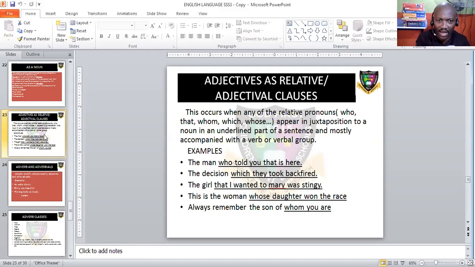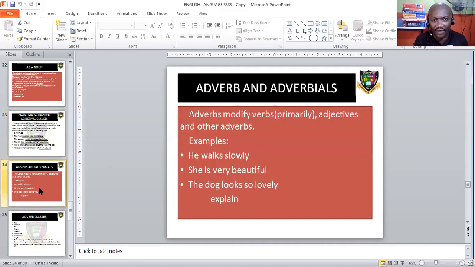So we've come to the end of adjectivals in this case, and we've learned so much about adjectivals. We can see them being attributive. We can see them post-modifying. We can see them serving as head of a noun, and now we see them with relative pronouns. We want to launch straight into adverb and adverbials.